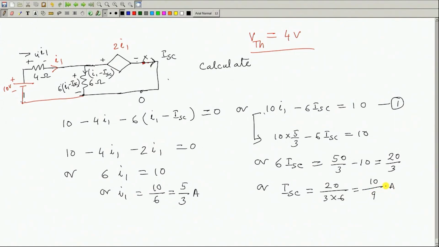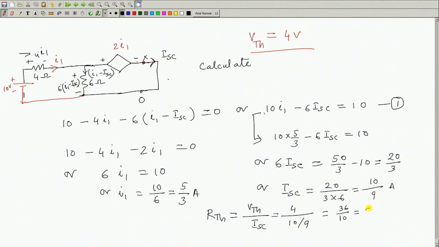Now, what I am telling is that R Thevenin has to be V Thevenin by I_sc. What is V Thevenin? 4 volt divided by 10 by 9, which is equal to 36 divided by 10, which is coming the same. How much is it? 3.6 ohm. So, this is another way of calculating R Thevenin.